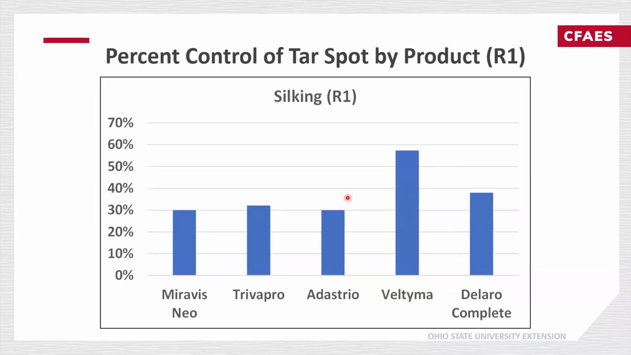And that trend continued for applications made at tasseling to R1, early silking. So we saw consistent performance from all of them, but Veltima slightly edging them out. And overall, when we look at different products, multiple mode of action products are going to do best against tar spot. They will likely have a higher price point, but that multiple mode of action is our best bet against tar spot when we do have disease come in.